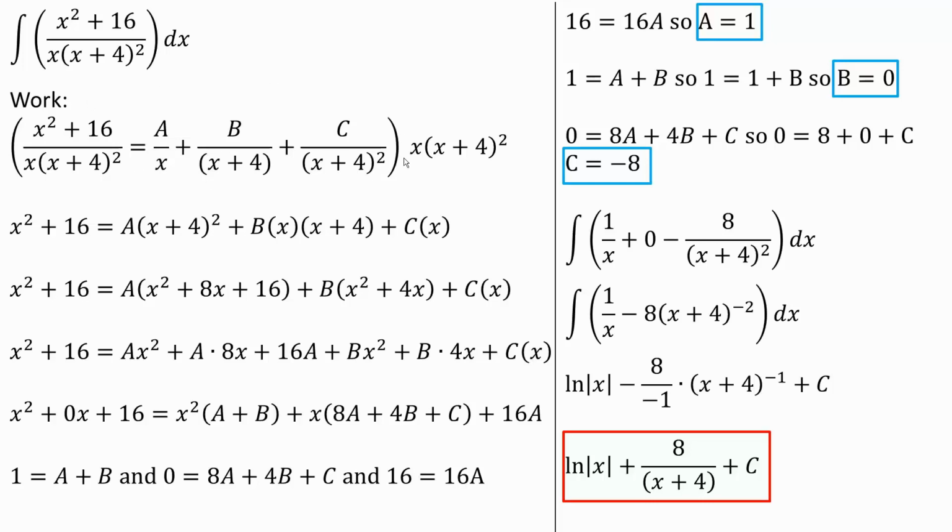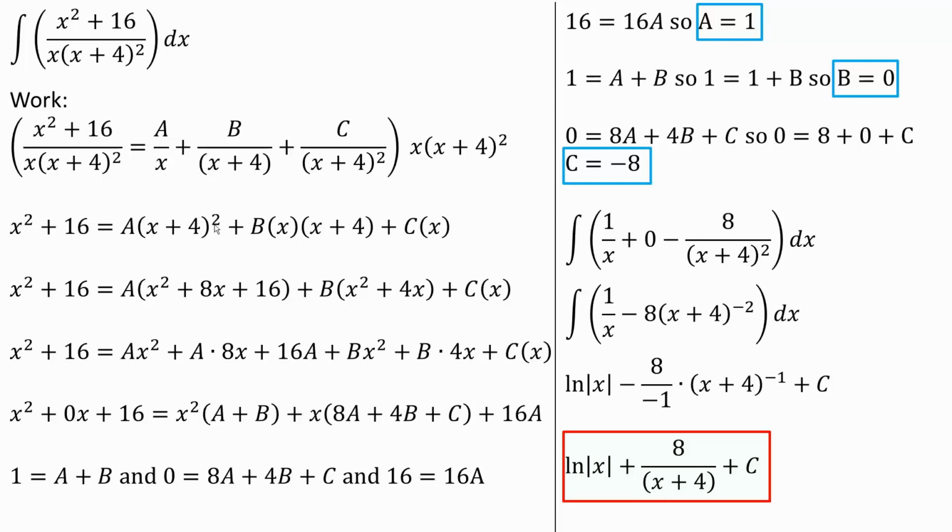The next step, we would multiply by the common denominator, which will be x times parentheses x plus 4 squared. And so we get x squared plus 16 is equal to a times parentheses x plus 4 squared. This is because this term has an x, and here we have an x, and so they cancel. And so we're left with x plus 4 parentheses squared plus b times x plus 4 plus c times x.